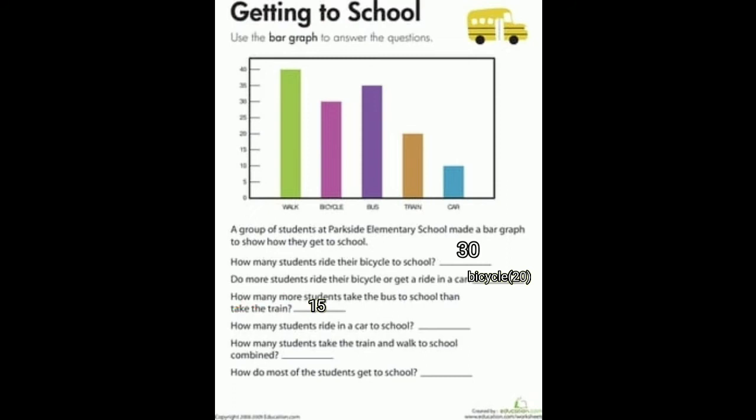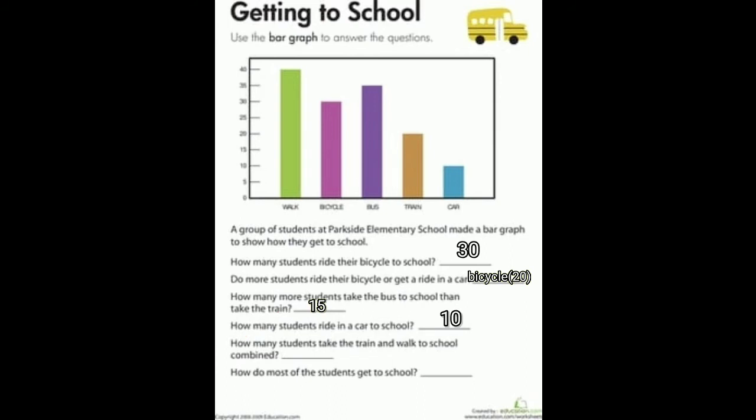Let us move on to our fourth question here. The fourth question is about finding the number of students who ride in a car to the school. Here in the graph, it is represented by the blue bar, which is present at the last position in the graph given here, which shows that the number of students who ride by car is 10. That means 10 students are coming by car to the school.